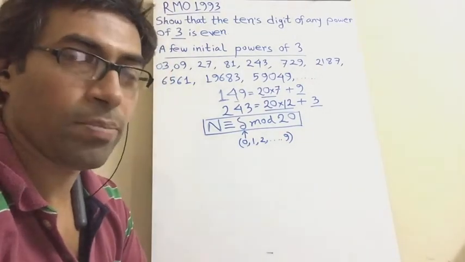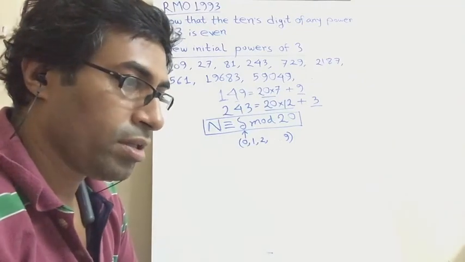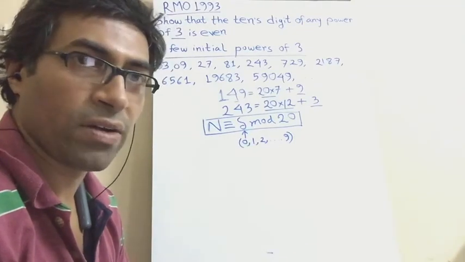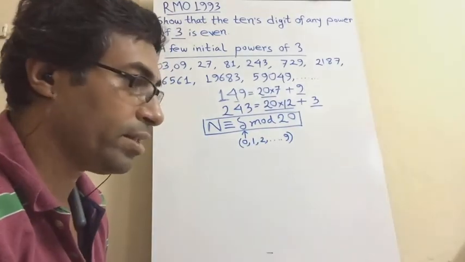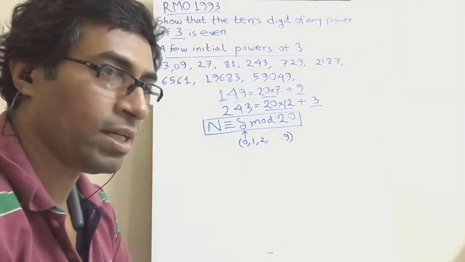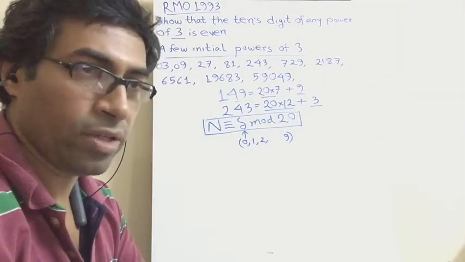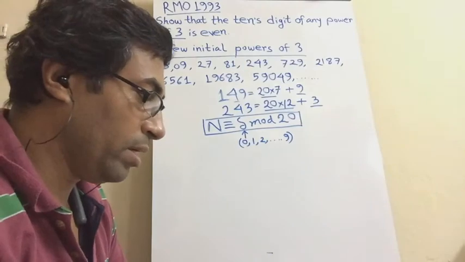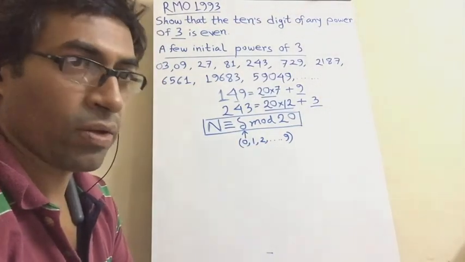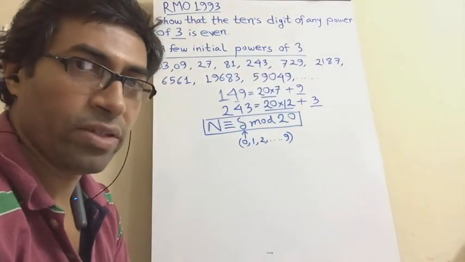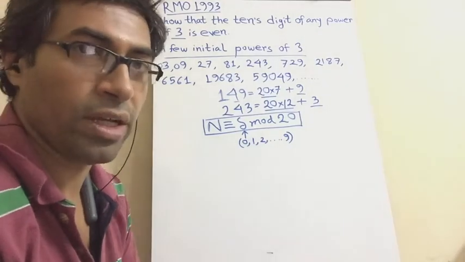What about the remaining powers of 3? The first multi-digit power of 3 is 27, and the subsequent powers you get by repeatedly multiplying any power of 3 by 3. So when you multiply 27 by 3, you get the next power, which is 81. Then you multiply 81 by 3, you get the next power, which is 243, and you keep on doing that.